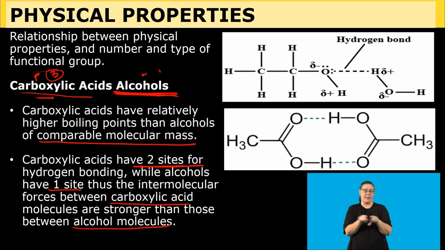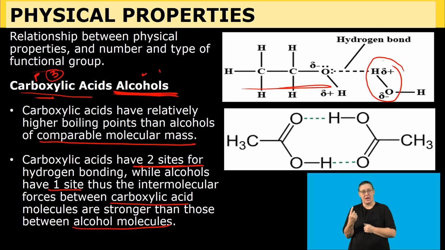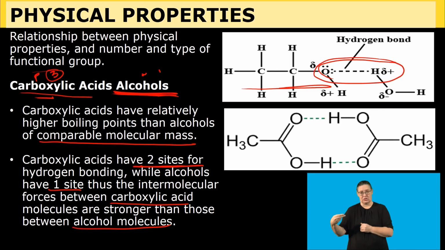Even though they have the same types of intermolecular forces, they have all 3: London forces, dipole-dipole forces, and hydrogen bonds. However, the carboxylic acids are going to be stronger than the alcohols because of those 2 sites of hydrogen bonds as compared to the one that an alcohol will have. So these pictures here are showing the 2 sites. If we have an alcohol bonding with another alcohol, there's only going to be one hydrogen bond that we are seeing there, between the O and the H.